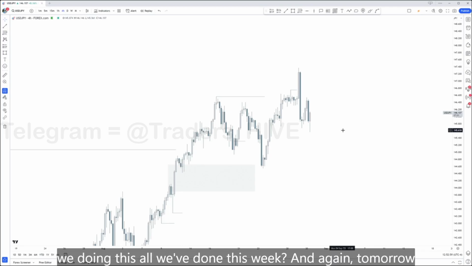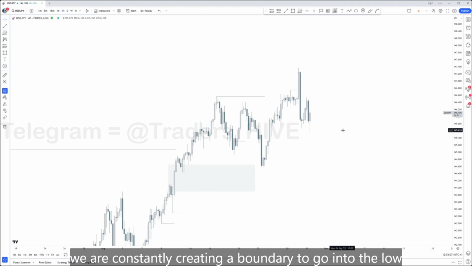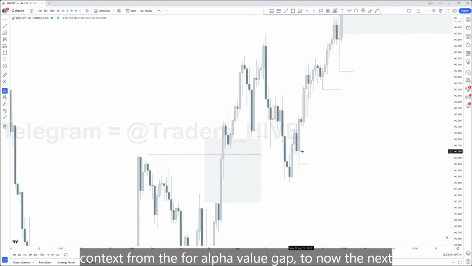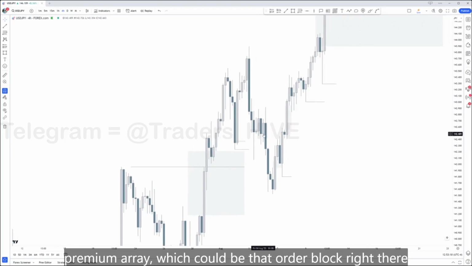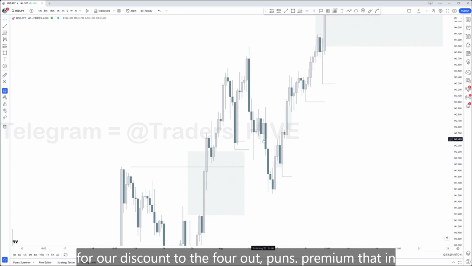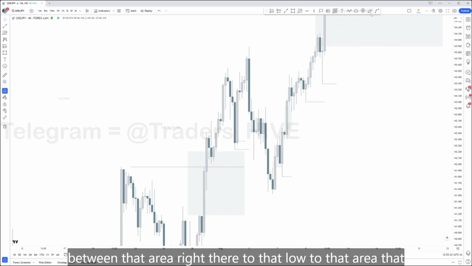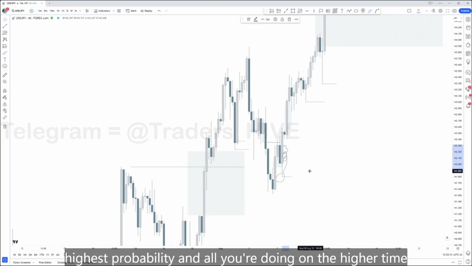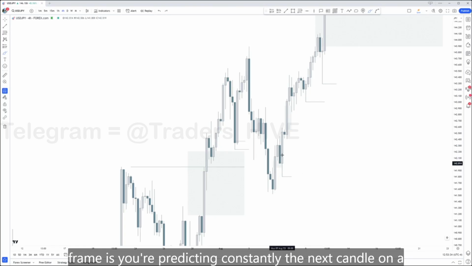So then here, why are we doing this? All we've done this week, and again, tomorrow we will be putting it all together. What we've done is we are constantly creating a boundary to go into the lower time frame, because we have the context from the 4-hour fair value gap to now the next premium array, which could be that order block right there, 4-hour discount to the 4-hour premium. In between that area, right there to that low, that is where you want to get involved, because that is the highest probability. And all you're doing on the higher time frame is you're predicting constantly the next candle.